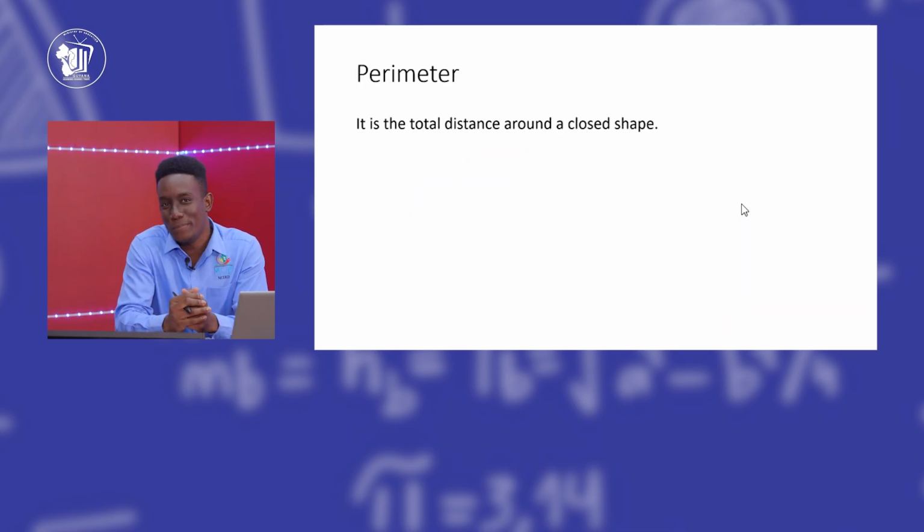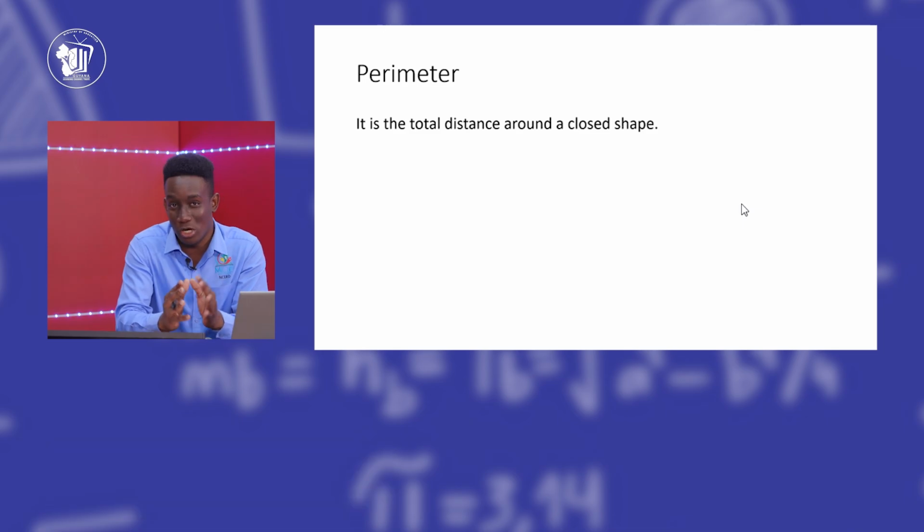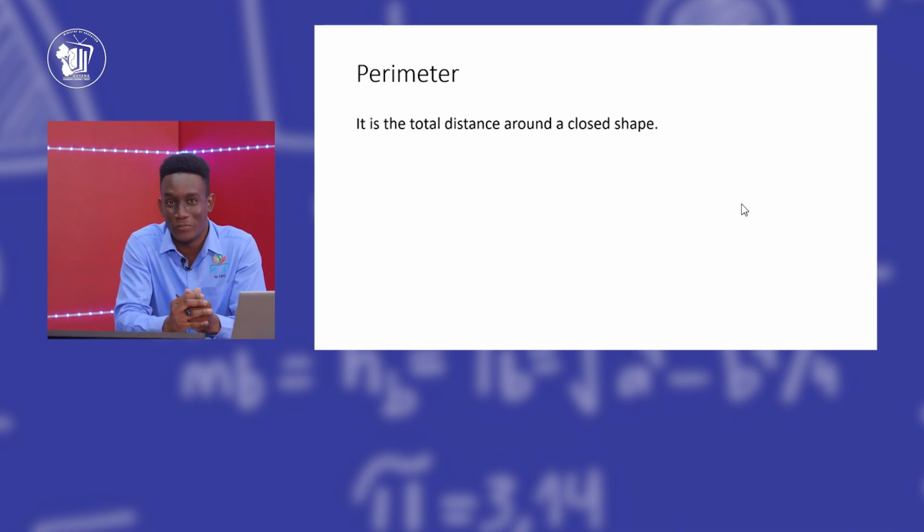First of all, what do we mean by perimeter? Now, the definition of perimeter says perimeter is the total distance around a closed shape. Now, that simply means whatever shape you have, it is the total distance around the shape. And how do you find the total distance? By simply adding up all of the sides, the lengths of all of the sides on the shape. And that is how you find perimeter.